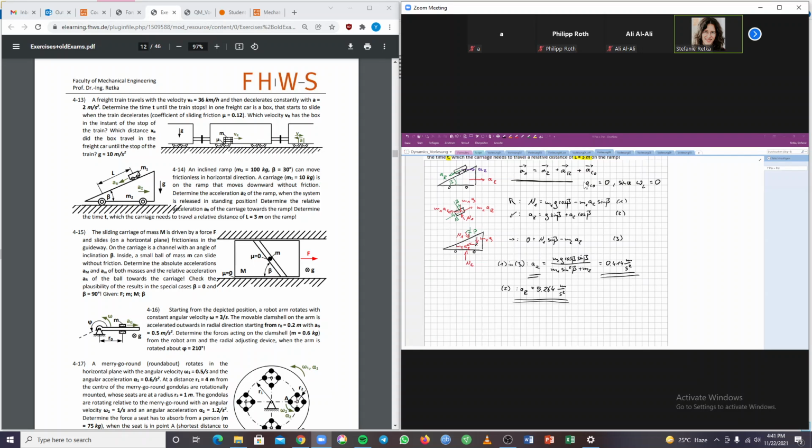So we need two equations for the first subsystem. Then for the second subsystem, the ramp, the horizontal direction is sufficient. We do not need the vertical direction of the equilibrium condition since we are not interested in the normal force N2. And then we can rearrange, substitute the equations into each other, and we obtain the two accelerations A2 and AR. Okay, are there any questions up to this point?